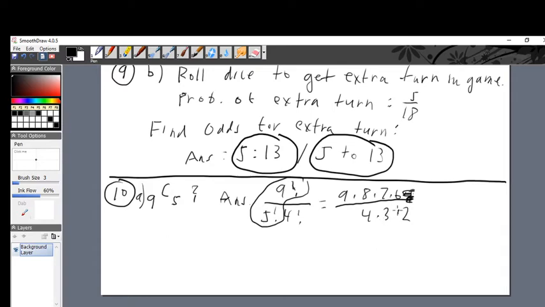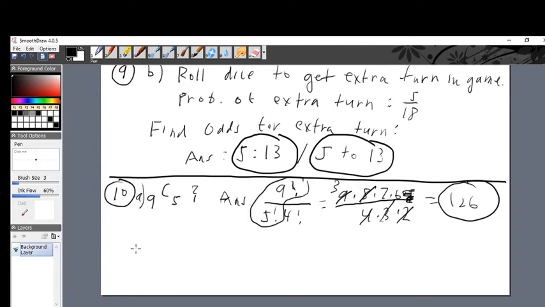What happens over here? The 4 times 2 cancels with an 8. 4 times 2 is 8. They take each other out. And then the 3 goes into 3 once, and it goes into 9 3 times. You're left with 3 times 7 is 21. 21 times 6 is 126. And that is the final answer.